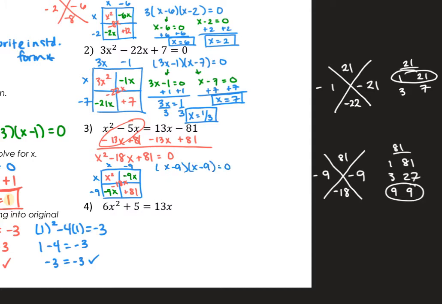equals 0. So now we're going to set each factor equal to 0. Well, in this case, since my factors are identical, I really just need to set one of them equal to 0, because we would get the same solution. So x would equal 9.